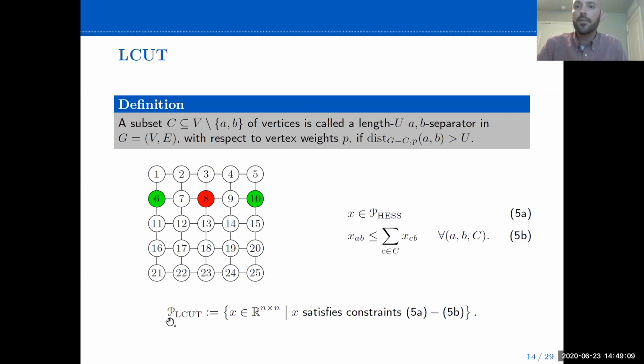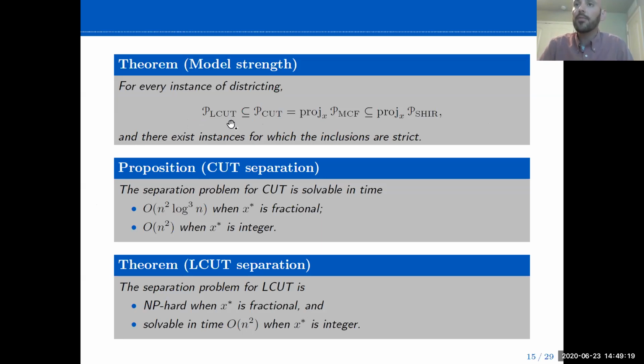Okay, so this leads to this P L-cut LP relaxation. And as you might expect, we have this set of inclusions comparing the strength of the formulations. So this length bounded cut model, or this L-cut model, is the strongest. And this cut model ends up being equal in strength to that multi-commodity flow formulation. And that's just a straightforward max flow min cut type proof. And then last, we have that the multi-commodity flow formulation is stronger than this Shirabe formulation, and you could see that because this formulation is kind of an aggregation of this formulation.